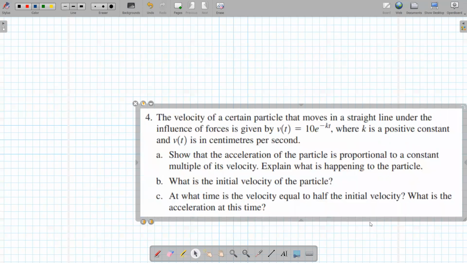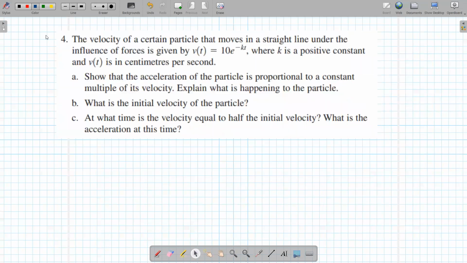Here's a physics question. The velocity is just a fancy word for speed with direction. Remember, for these physics problems, you have 3 different things. You have position. If you find the derivative of this, you're going to get velocity. And if you find the derivative of velocity, you're going to get the acceleration function. So they've given us the velocity function, and it's asking us to show the acceleration.